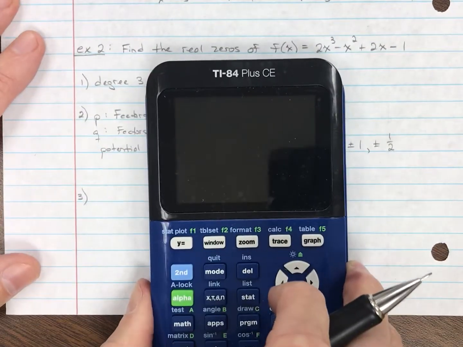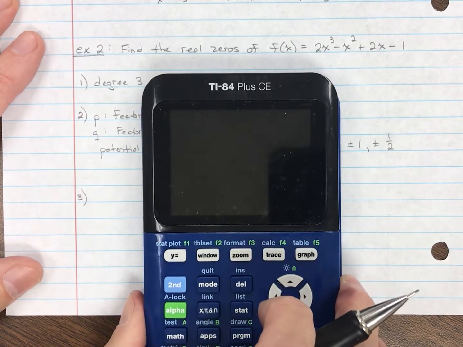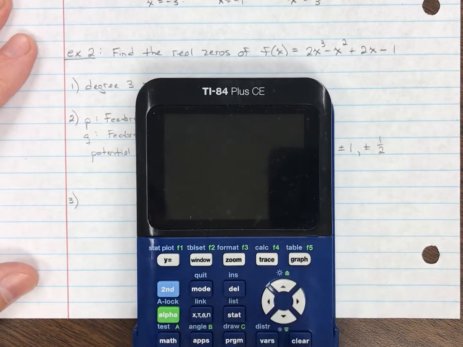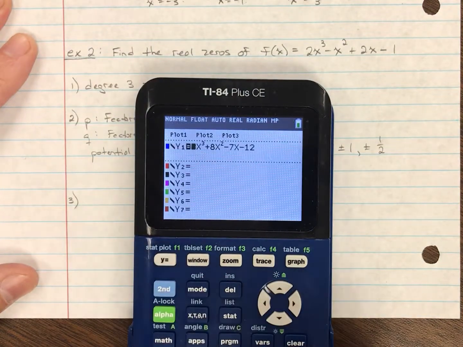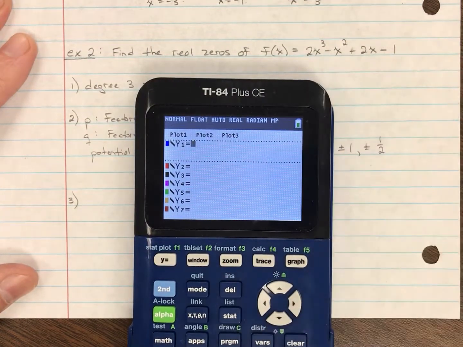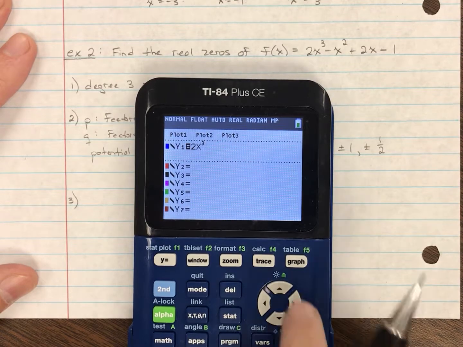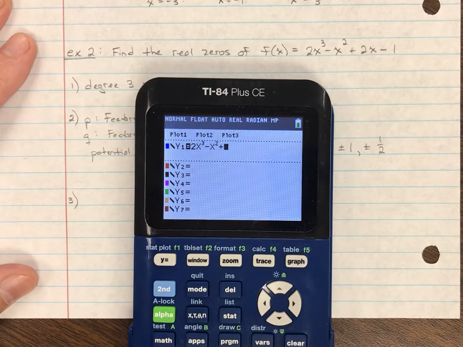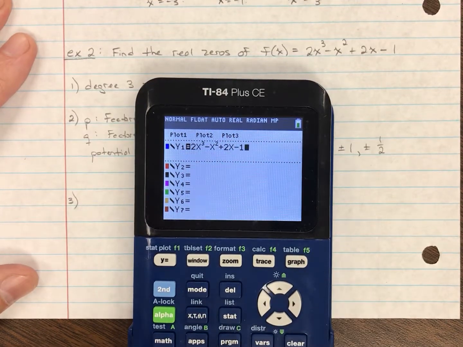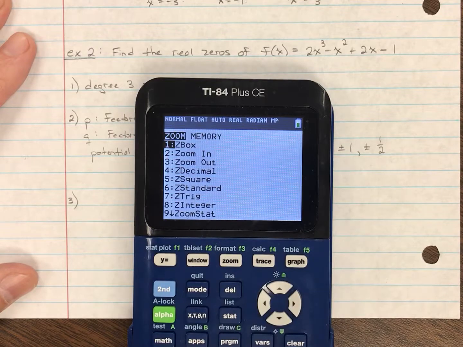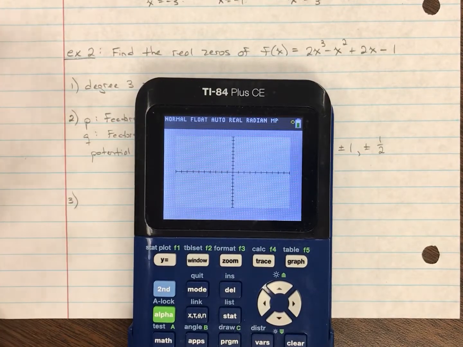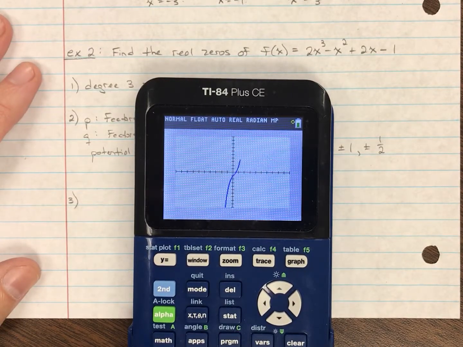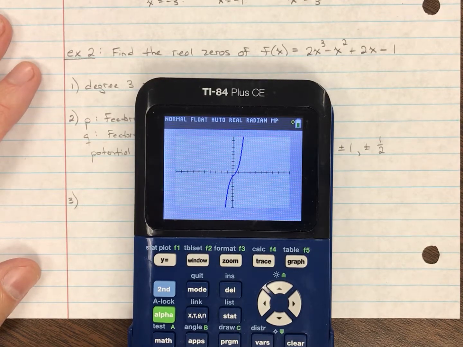Okay, I'm going to move this up a little bit so we can see the function and the graph with the calculator. Turn it on. Go to y, clear out y1. Let's put in 2x cubed minus x squared plus 2x minus 1. And I'm going to start with the standard window to see what's going on. Okay, there it is. Honestly, I only see a cross on the x-axis one time.